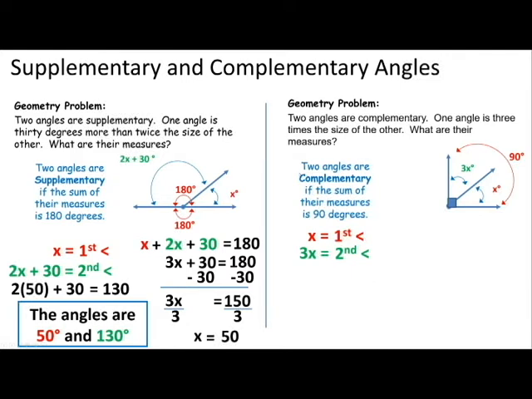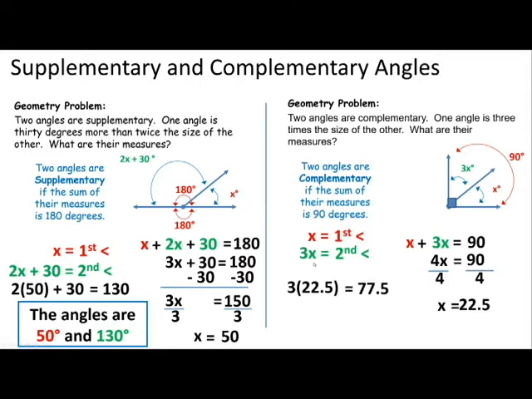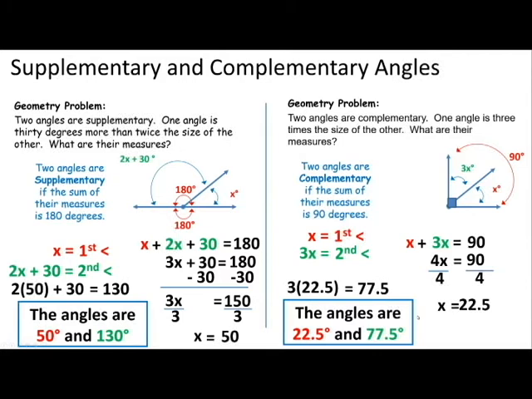And as long as I know that complementary means that these two have to add up to be 90, it's very easy to set up my equation. The first angle plus the second angle is 90. And we use a little bit of algebra to solve. Notice x comes out as 22.5. 3x should be 3 times as big, which is 77.5. And that's my set of angle measures.